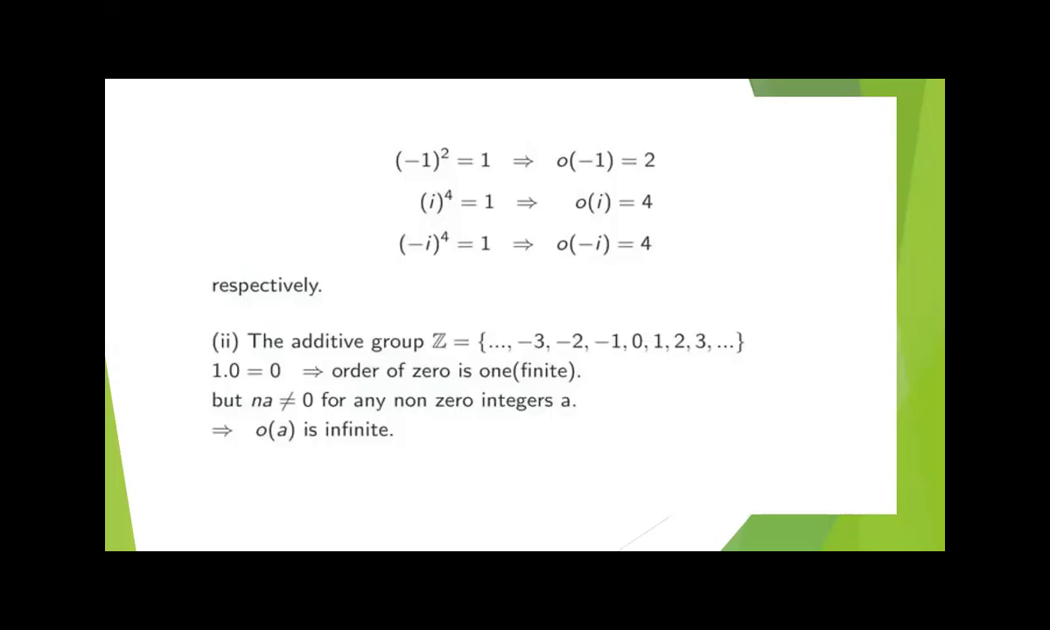The additive group Z is equal to minus 3, minus 2, minus 1, 0, up to 3. The order of 0 is 1, which is finite. Here, n times a is not equal to 0 for any non-zero integer a. So the order of a is infinite.